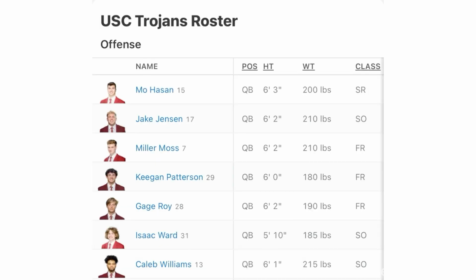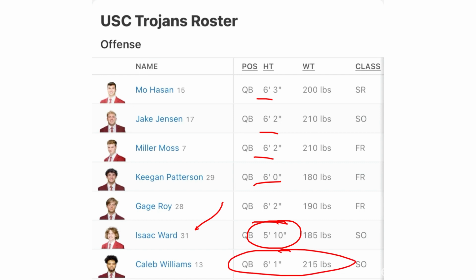Now let's take a look at USC's quarterback room. They got a few more quarterbacks than these guys, but look at this. 6'3", 6'2", 6'2", 6 foot. The shortest guy is 5'10", and he's probably a walk-on. Most likely is. I think this is his number 31, so most likely a walk-on. And then we have 6'1", 215.